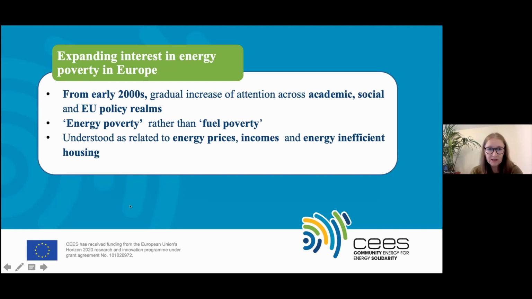So looking at what's happened in Europe, from around the early 2000s there was a real increase in interest in the phenomenon of energy poverty across Europe. This was across academic, social and EU policy realms, but these also work together. So academic work influences policy and so on. The term that's been used in Europe is usually energy poverty rather than fuel poverty, so that's what you'll see more often. But the discourse in Europe very much reflected the discourse in the UK, that energy poverty is a phenomenon related to energy prices, low incomes and energy inefficient housing.